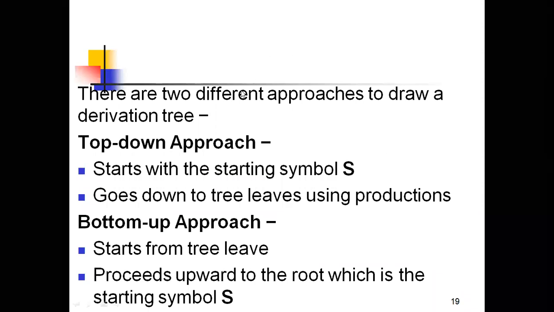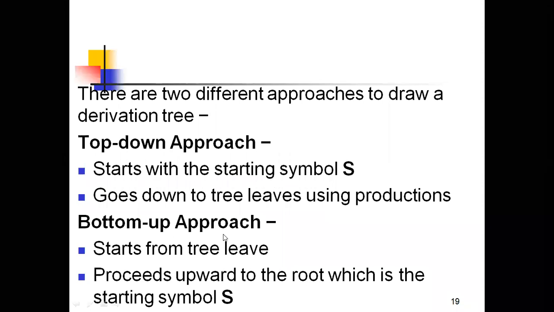And here there are two different approaches for drawing the derivation tree: one is a top down approach and another one is a bottom up approach. Top down approach, in the name itself it is there, top down. What top down means: it starts with the starting symbol S and goes down to the tree leaves using the productions. That means starting with S and generating the input is a top down approach.